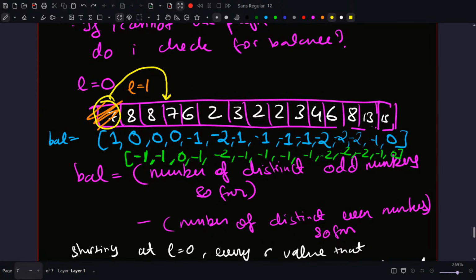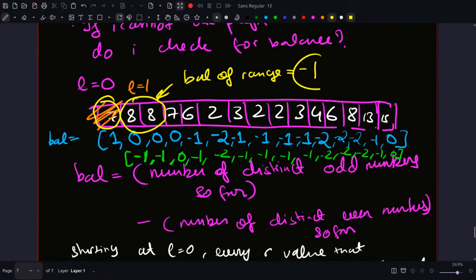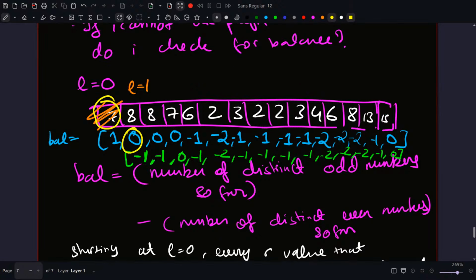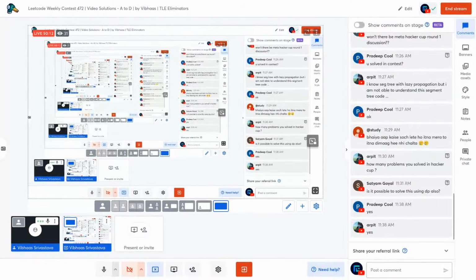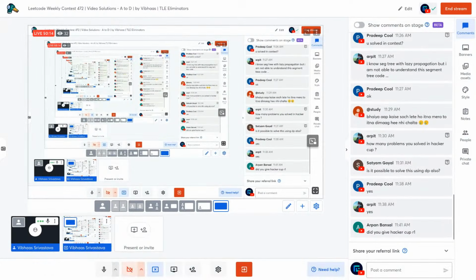And what has been affected? It is this range, because now this odd number is not there. This whole range has been subtracted by 1. So all the values in this range have been subtracted by 1. This 0 became -1, this 0 became -1, right? So I hope you're understanding how this is giving us segment tree ideas.